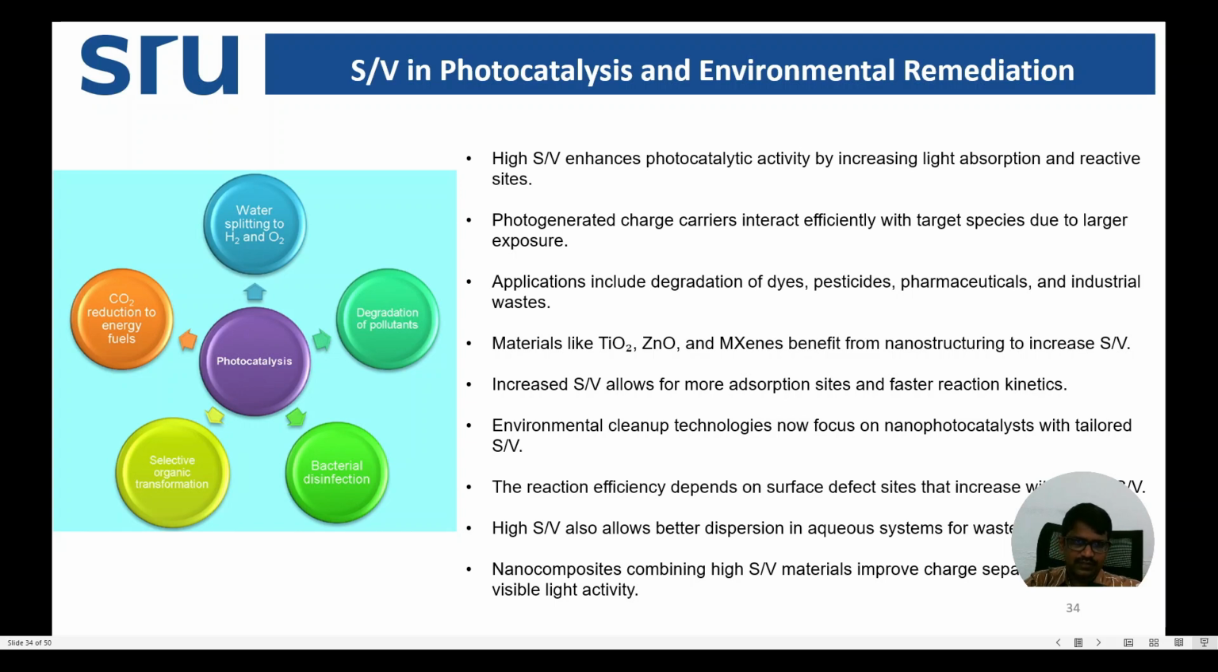Okay, next one, surface to volume ratio in photocatalysis and environmental remediation. We already discussed that nanomaterials play a major role in the treatment of air pollution and water pollution. Okay, right. So see this picture. What kind of pollutants can we treat with photocatalysis?